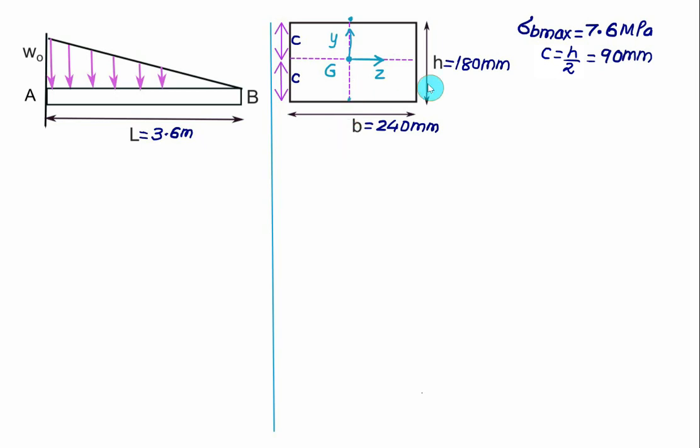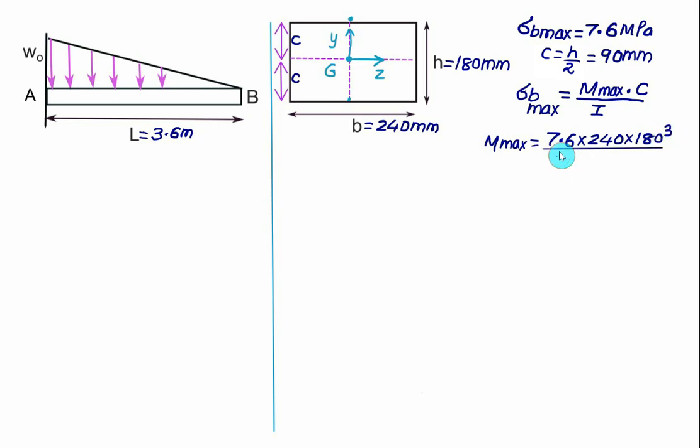Moment of inertia is bh cube by 12. So we can calculate here what is the maximum bending moment it can be subjected to. By the flexure formula, the maximum value of bending stress is the same as the maximum value of bending moment M max multiplied by C divided by I. So the maximum value of bending moment M max is the same as sigma B max, 7.6, multiplied by I. I is bh cube by 12. We have b equal to 240, h cube is 180 cube, divided by 12 and again divided by C, that is equal to 90.